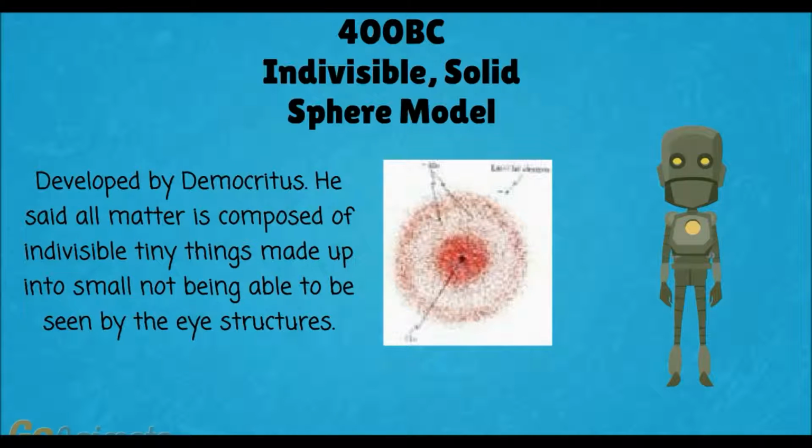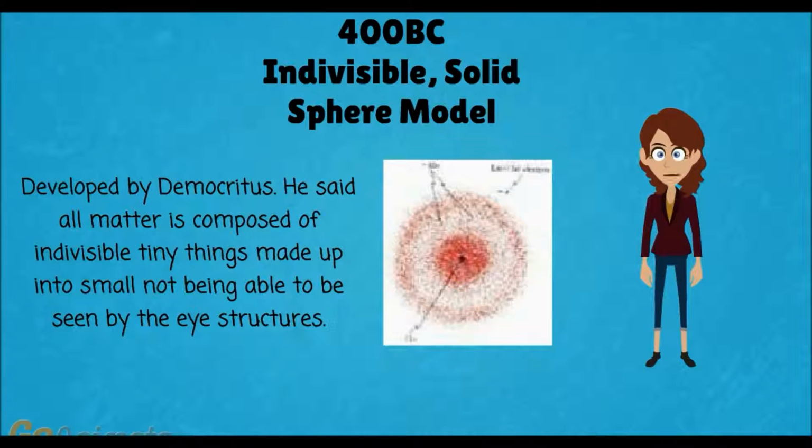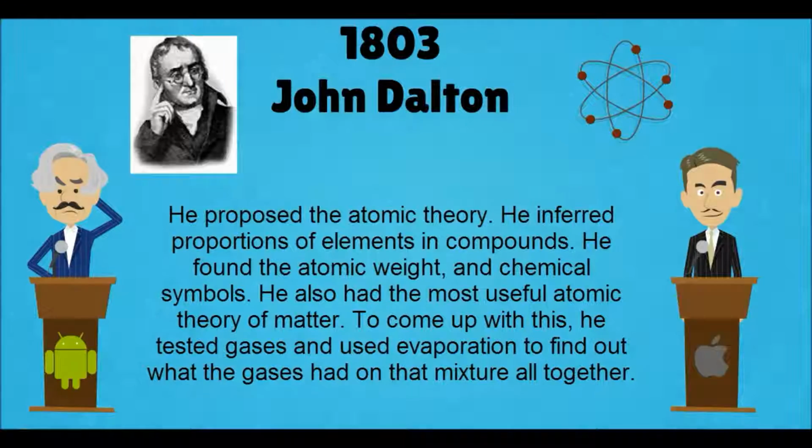400 BC, indivisible solid sphere model. Developed by Democritus. He said all matter is composed of indivisible tiny things, too small to be seen by the eye.